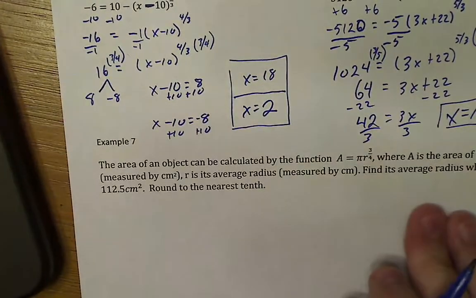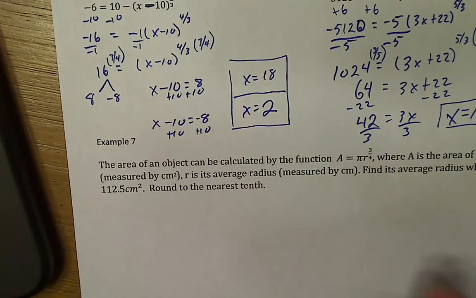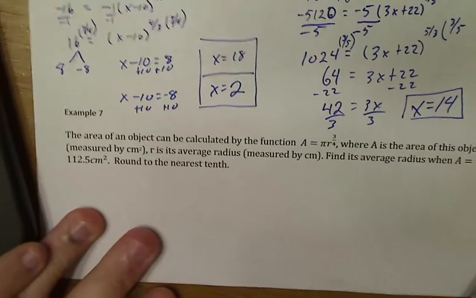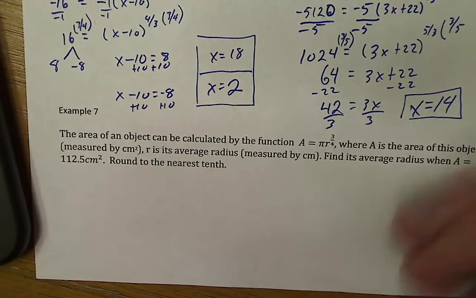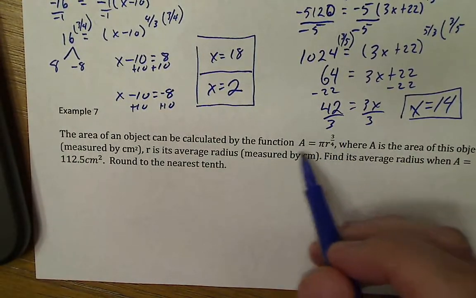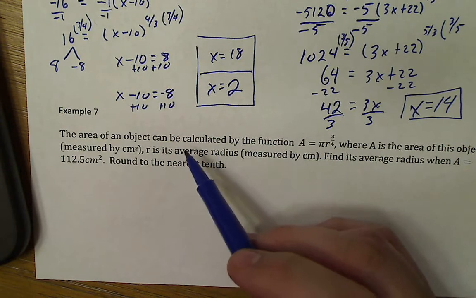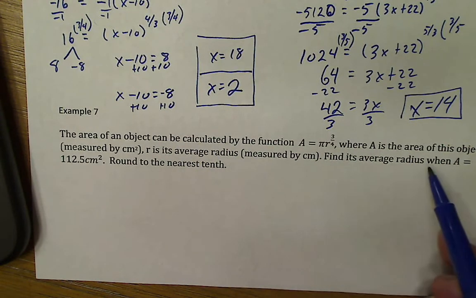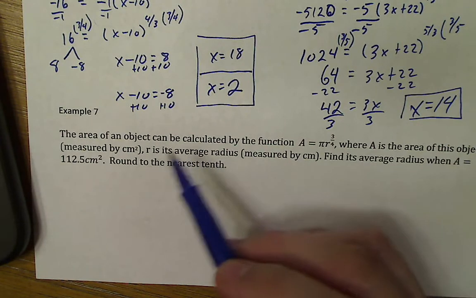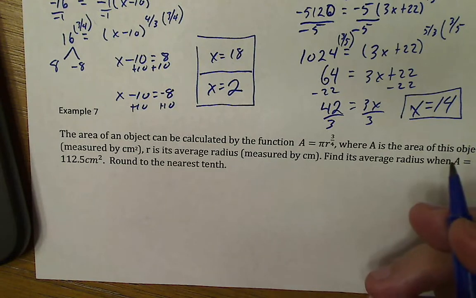One of the things you see a lot of these in, especially in geometry, is with area and volume formulas. So the one word problem that I'm going to show you does that itself. There's your area formula here, where area is in centimeters squared and the average radius is r. So what's the average radius if your area is 112.5?